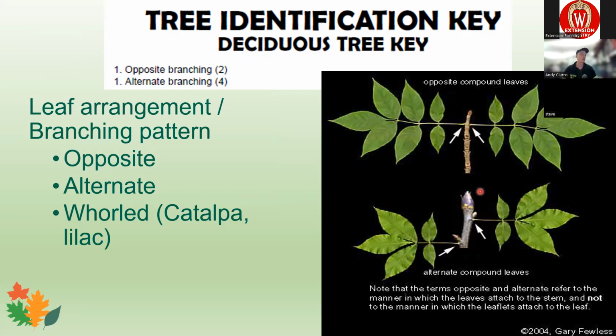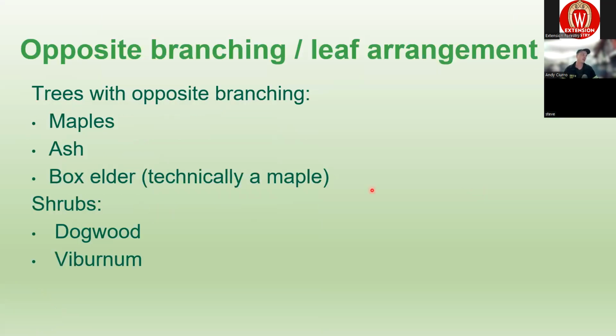Because for one thing, if it's opposite, that really narrows down your choices by a lot. If you have a tree with opposite branching, it's a maple or an ash, and that's it. So that makes it a lot easier. And box elder, which is also technically a maple, and a couple shrubs that have opposite branching are dogwood and viburnum. So we're going to look at some examples of this.